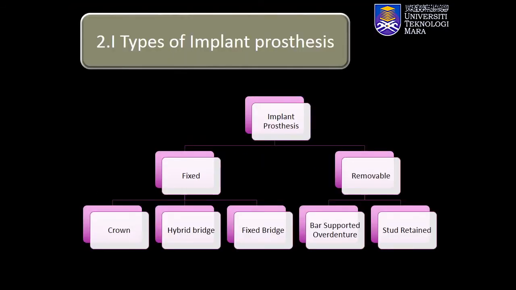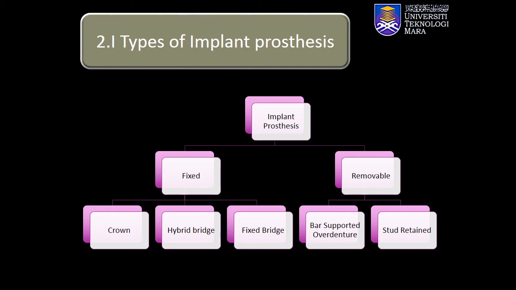Similar to conventional prosthodontic treatment options, implant prostheses may be both fixed or removable. Fixed restorations can be further classified as a crown, hybrid bridge, or fixed bridge, whereby the hybrid bridge resembles a denture and replaces missing soft tissue. Removable options may be either bar supported or stud retained, depending on the number of implants placed.